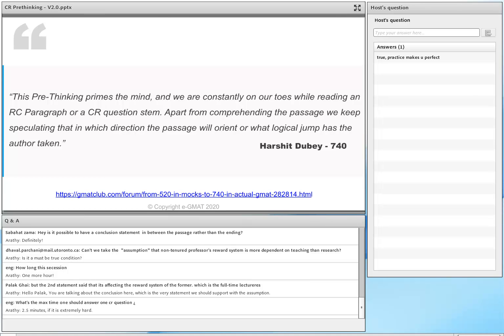And you're also speculating. This is more for RC: what's the direction that the passage will take? Or, what logical jump has the author taken? That's something that is CR. So this is RC, and this is CR. Again, it's a skill that's not limited to just assumption questions, or just critical reasoning.